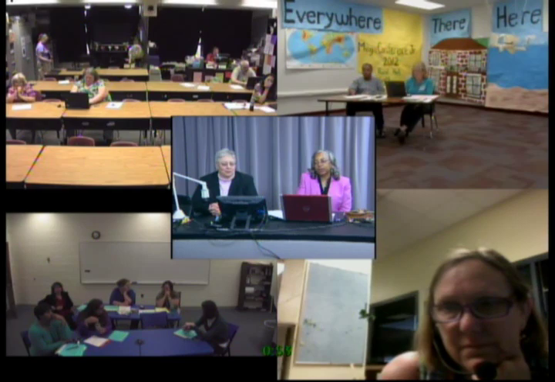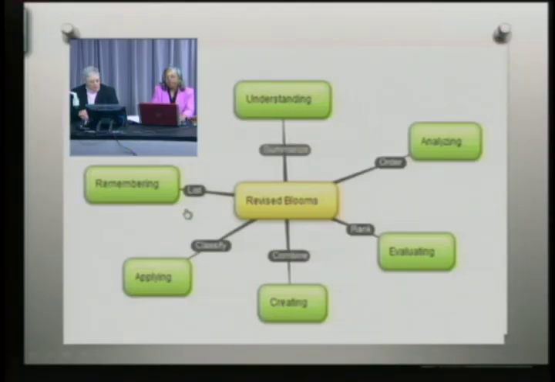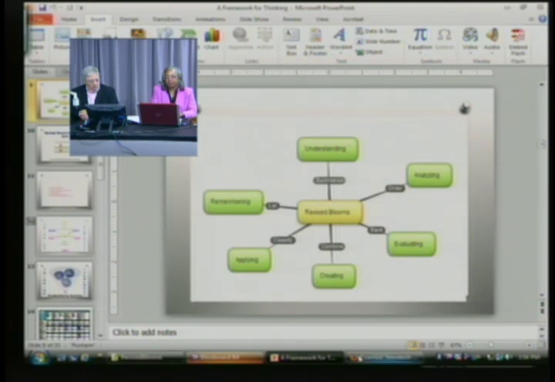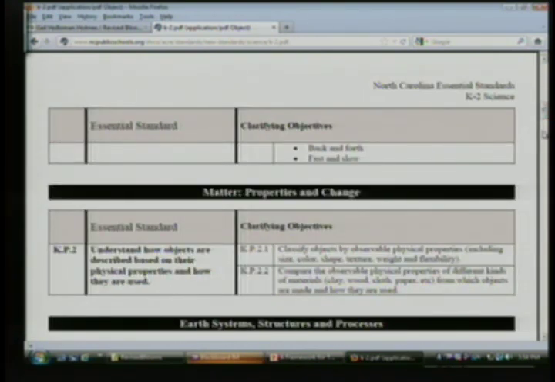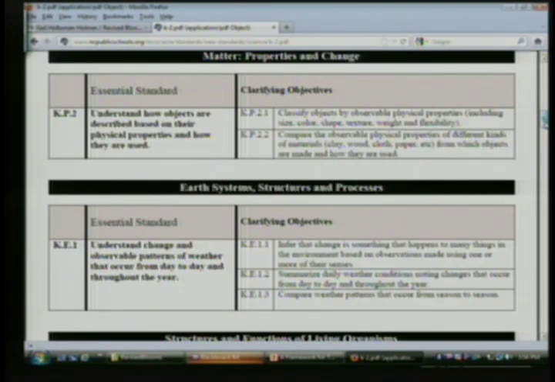So let's look at the standard course of study then. If you look at your standard course of study for science, I think we have K-2, elementary, middle, and high school here presented. So let's pull up a standard. And I know you can't see it, but I'm going to talk to you about it. If you go to any of your standards and read, you're going to see it heavily populated with Bloom's verbs. For example, classify objects by observable physical properties.